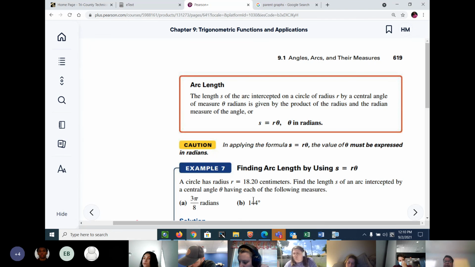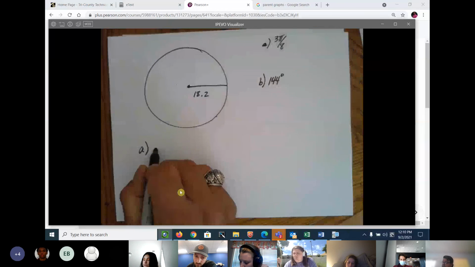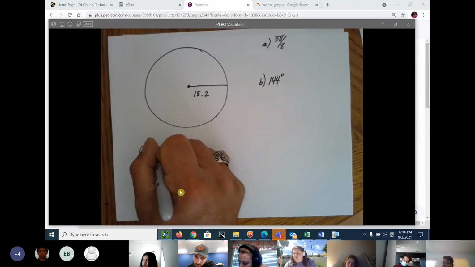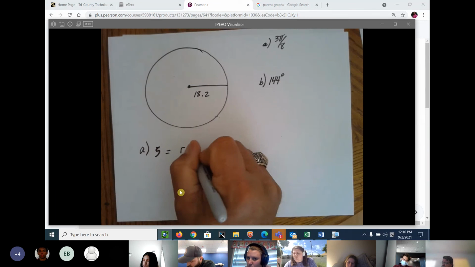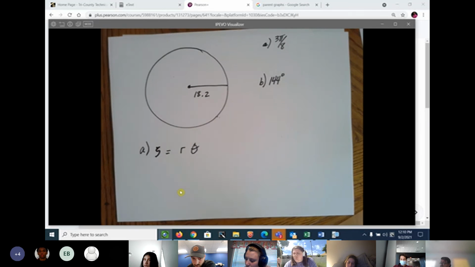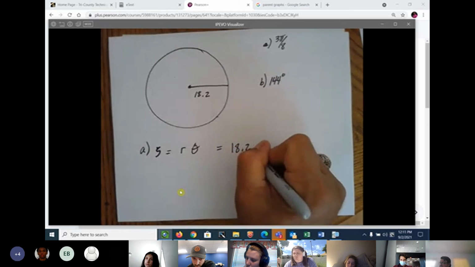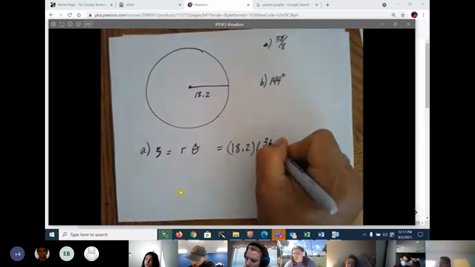So we got that in radians, so that's no problem. Arc length, I believe they call it S, is equal to R times theta in radians. So for A, that's going to be 18.2 times 3 pi over 8.